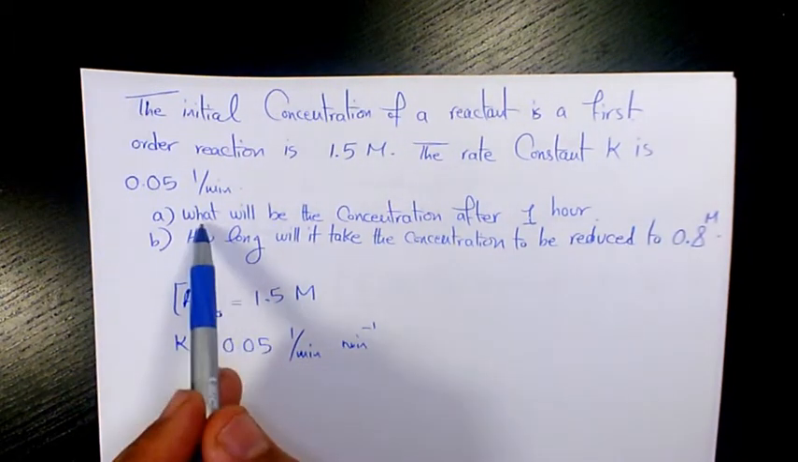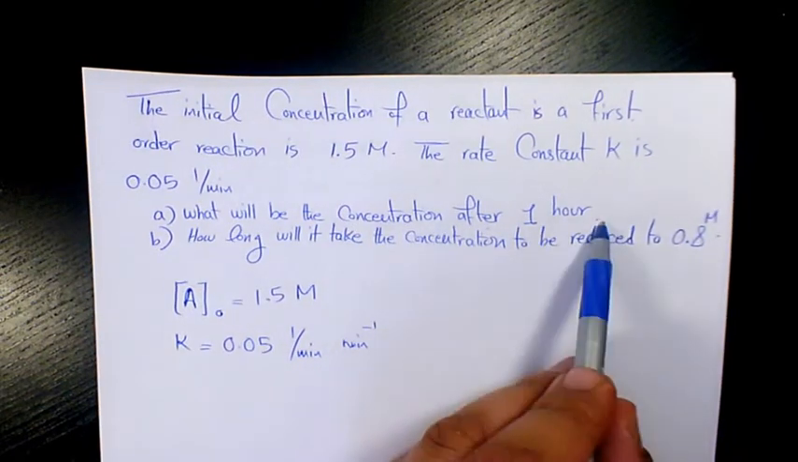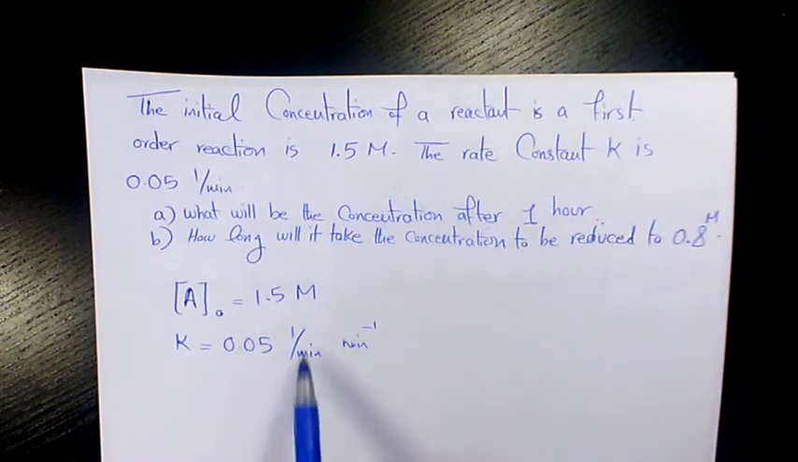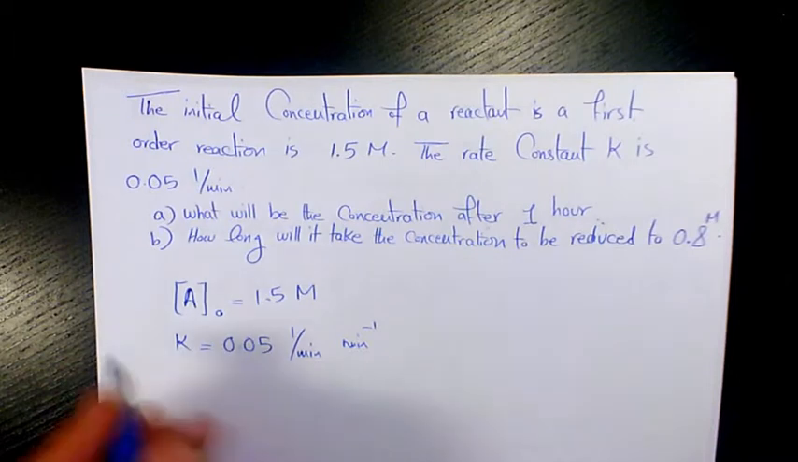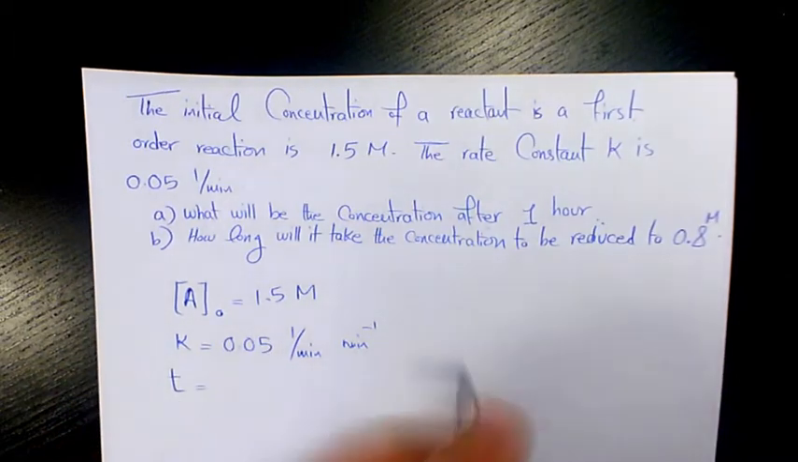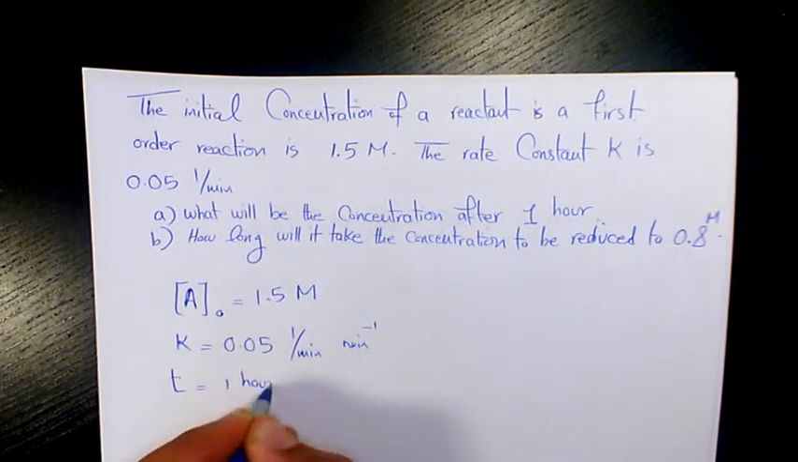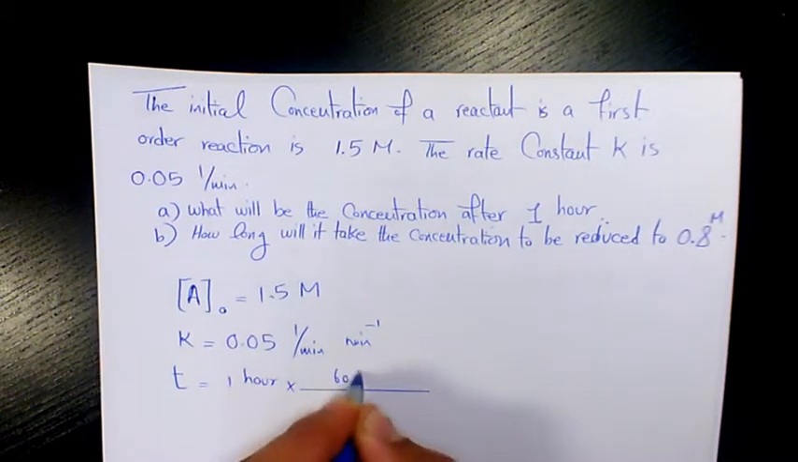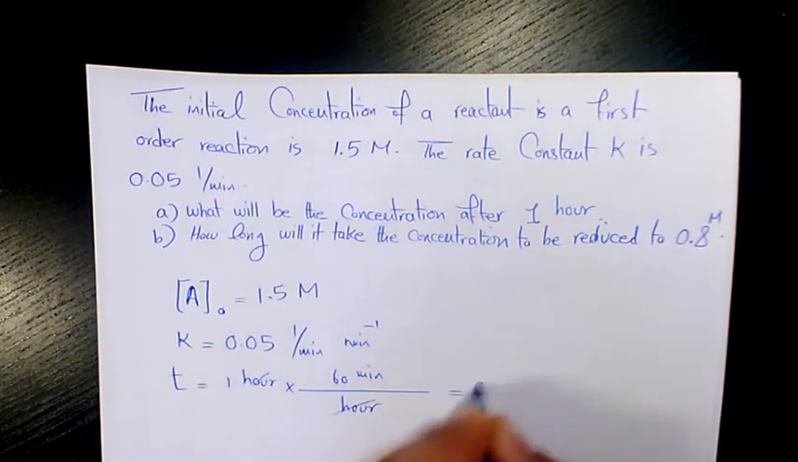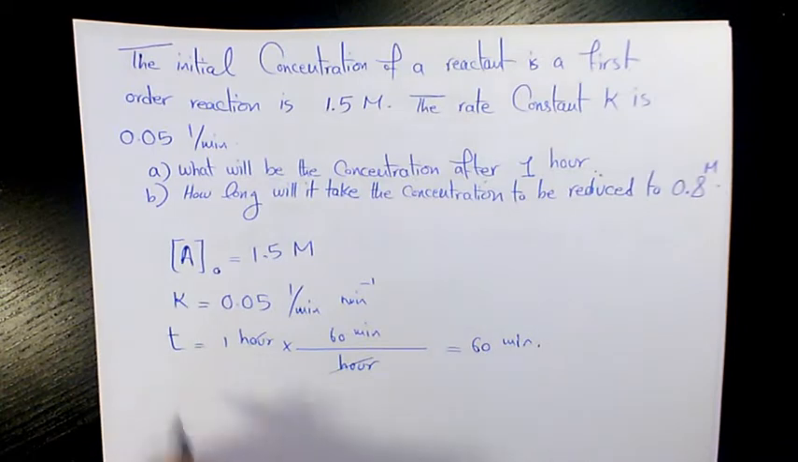Part A asks what will be the concentration after 1 hour. So k is in terms of 1 over minute, which means we need to convert 1 hour to minutes. So 1 hour times 60 minutes per hour. These two hours cancel out, and it is going to be 60 minutes. So we just put it in the formula.